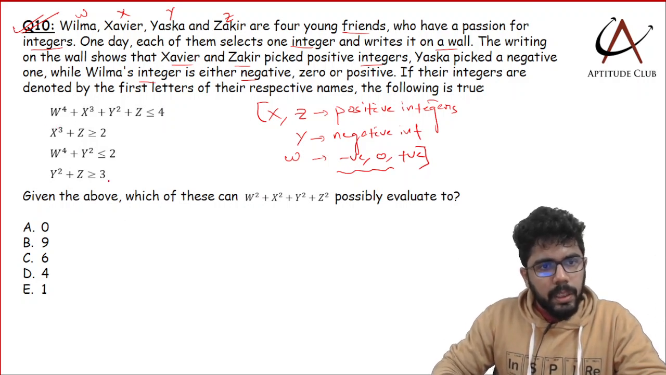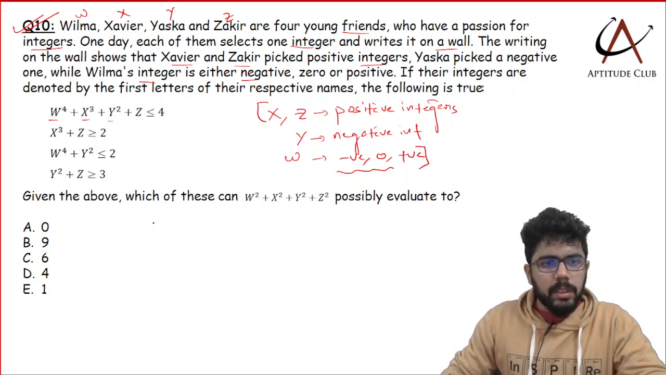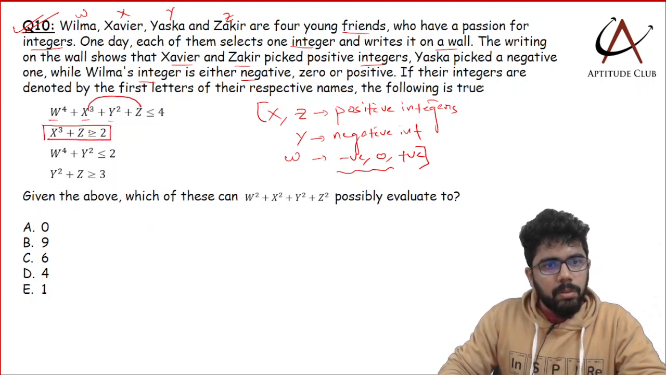First information, it is saying W to the power 4 plus X cube plus Y square plus Z is less than or equal to 4. Everything is an integer. X cube plus Z is greater than or equal to 2. So by default W to the power 4 plus Y square is less than or equal to 2.